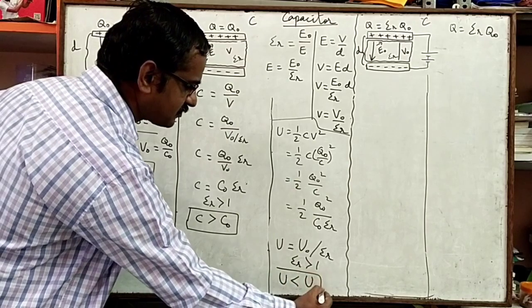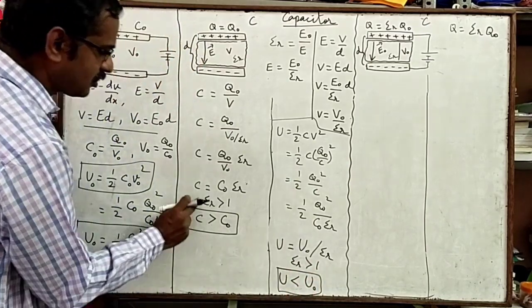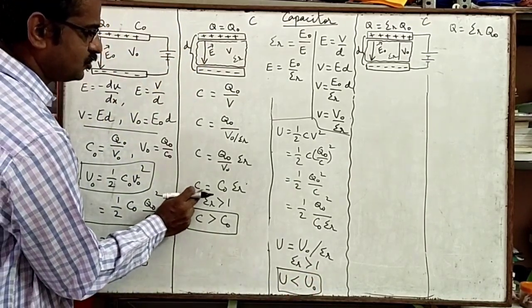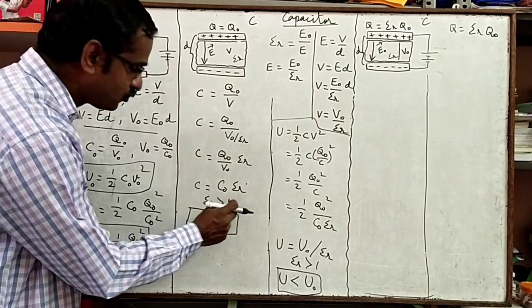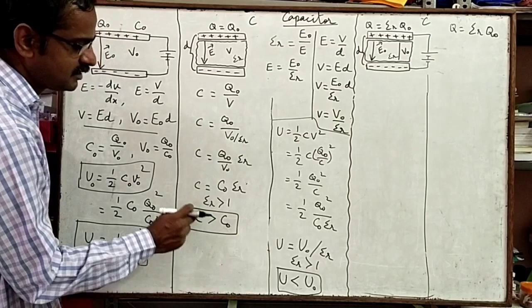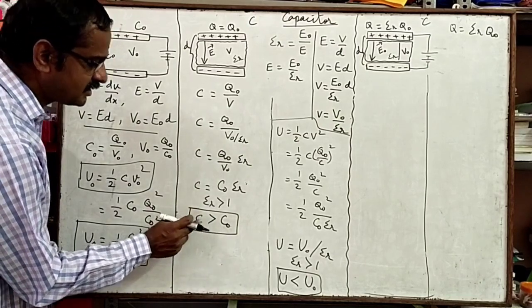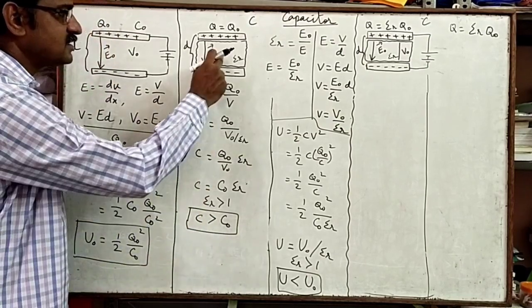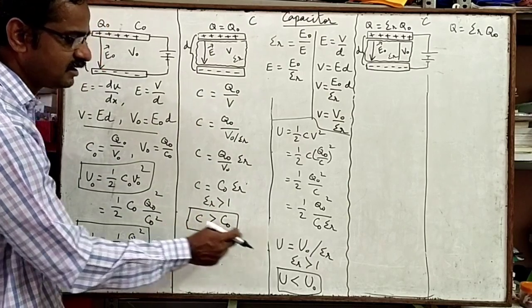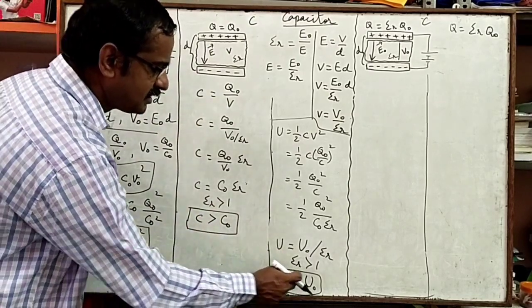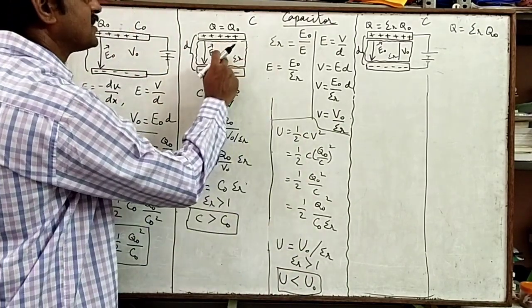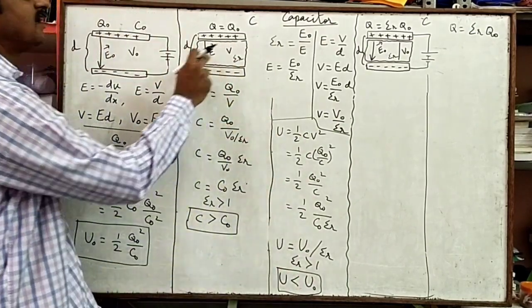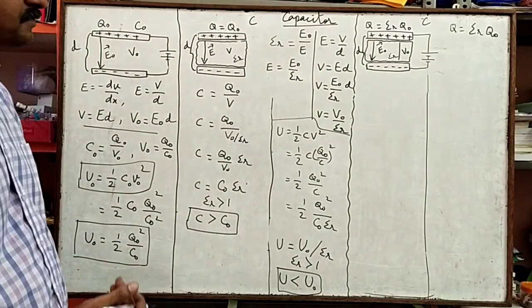This we infer from this. Here what you understand is that C is equal to C naught into epsilon r. Epsilon r value is always greater than 1. So we understand that the capacitance of the capacitor increases when a dielectric is introduced. C is greater than C naught. Here we get that U is less than U naught. So we understand that the energy stored in the capacitor decreases when a dielectric is introduced.